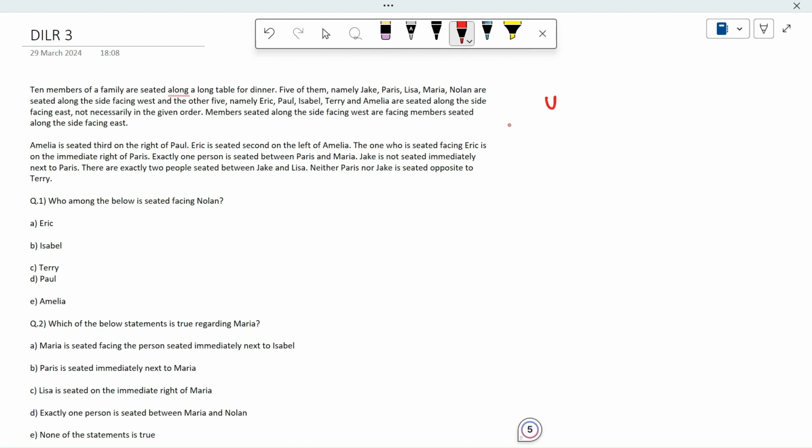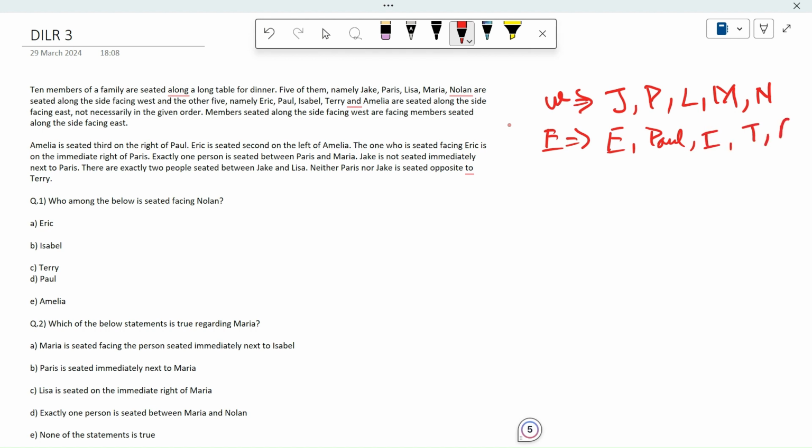I am writing the west side first. Who all are there? It is Jack, Paris, Lisha, Maria, and Nolan. And on the east side we have Eric, Paul, Isabel, and Emily. We have two P's, so I'm writing this one as PR and this one as PU, so that we do not get confused.